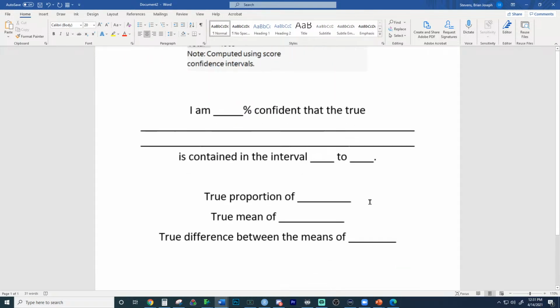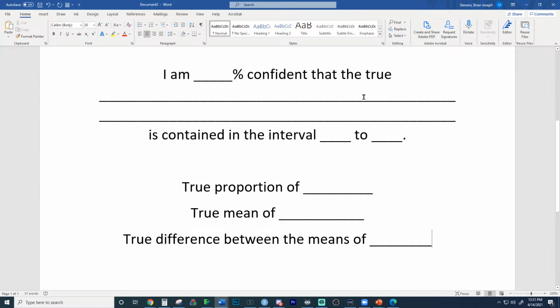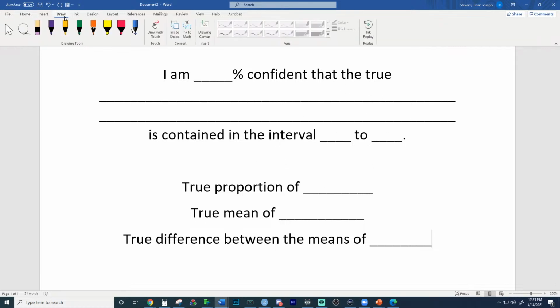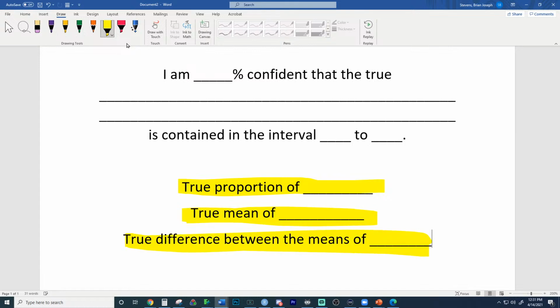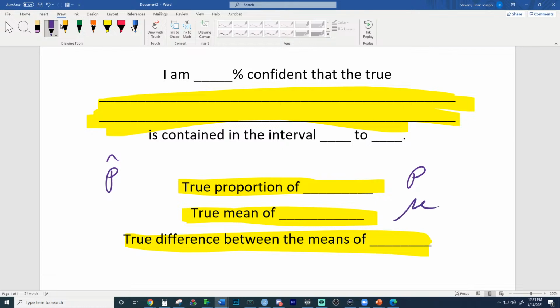Let me vanish and zoom in a little bit more so everyone can see. I am blank % confident that the true proportion of blank. So this is where you would continue on right here. But this is some good help for when you're writing it, or especially for the test. This portion right in here just depends on what we're doing, and just really, really depends. That's the hardest part for people usually with these intervals. This is when we're trying to figure out p, we're using p hat. This is when we're trying to figure out mu, we're using y bar. This is when we're trying to figure out the difference between two means, which we haven't done yet. We'll be doing next week, which is mu1 minus mu2. Here's the parameter we're trying to estimate.